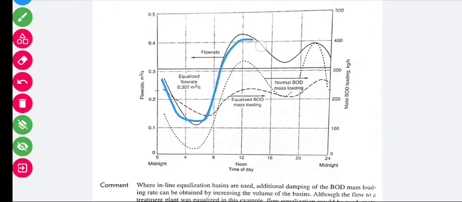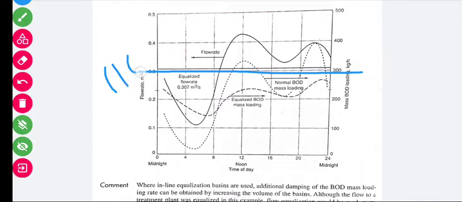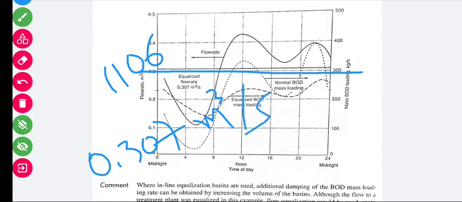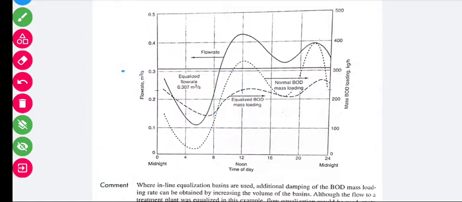For flow, this is the inflow line or inflow curve. See here, at 2 p.m. or 3 p.m. this much flow. For 12 p.m. very high flow. But look at the outflow, it is constant. How much? 1106 meter cube per hour, or 0.307 meter cube per second. This is constant. You can see here it is around 0.307. Outflow is constant, so this is the outflow line.